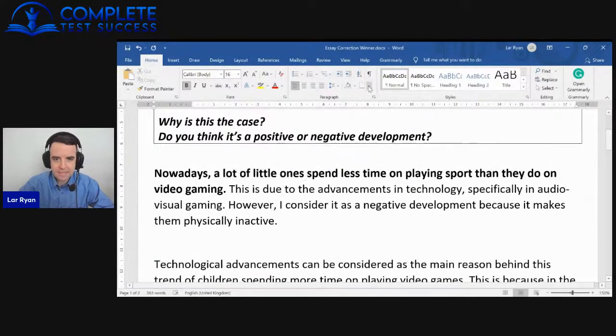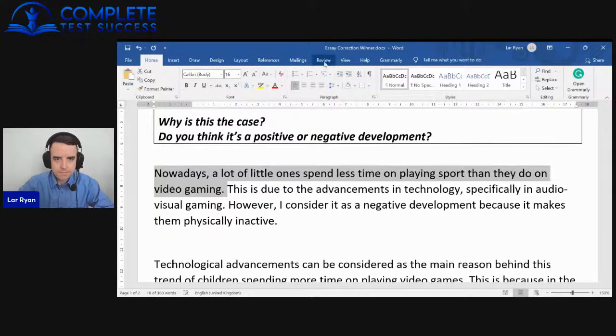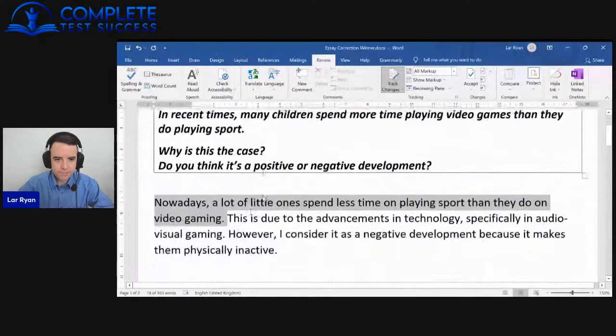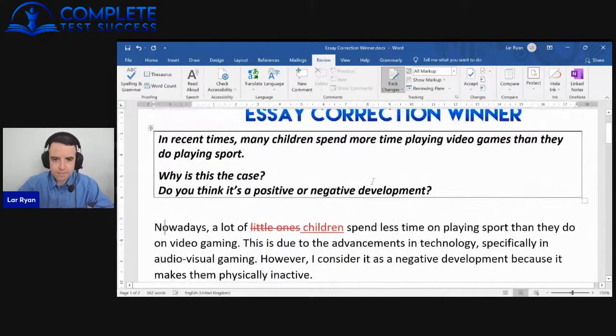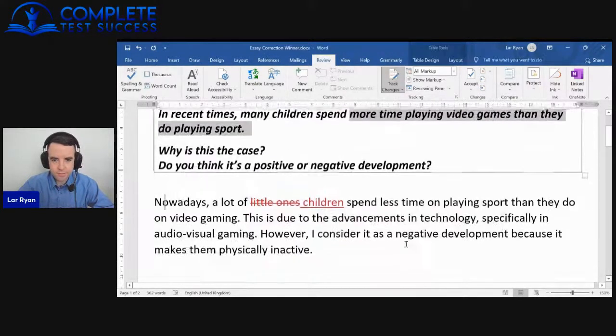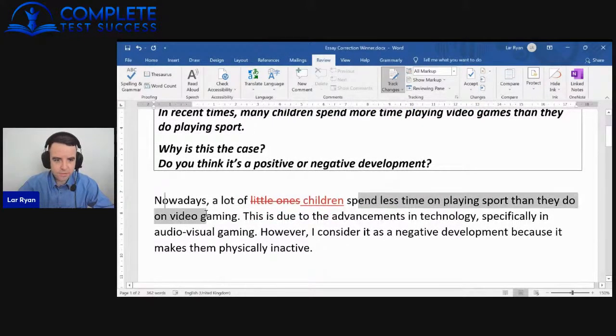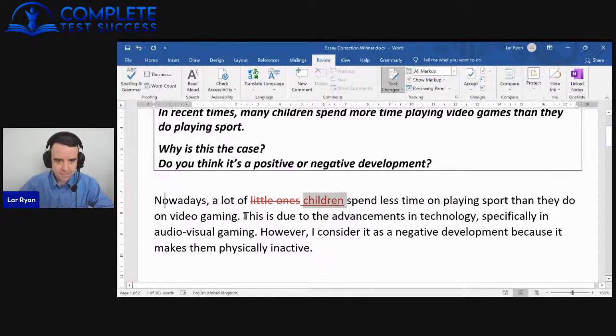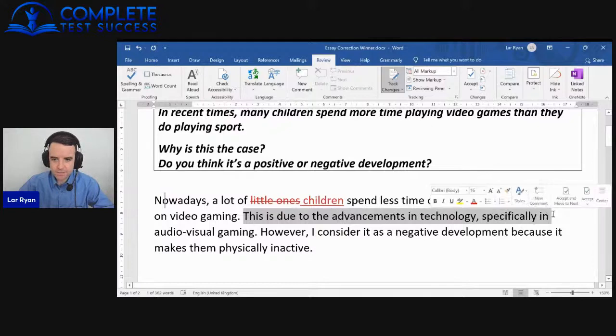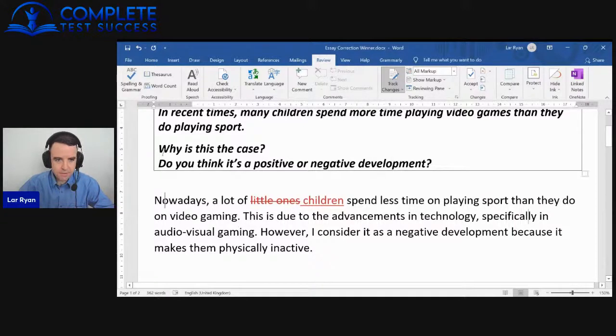Nowadays, a lot of little ones, that is too informal. So let me just change that back to whatever it said. Children. Yeah, a lot of children spend more time playing video games than they do playing sport. Okay, yeah, so that's all fine. So just the word little ones isn't appropriate because it needs to be a formal style because it's an academic style essay. This is due to the advancements in technology, specifically in audio-visual gaming. Okay, so that's why is this the case?